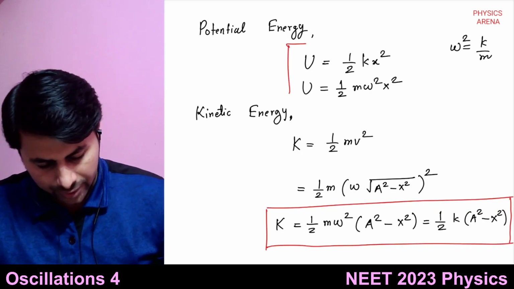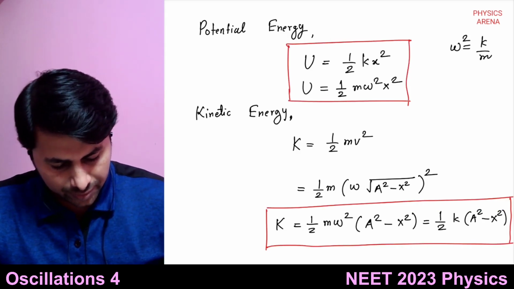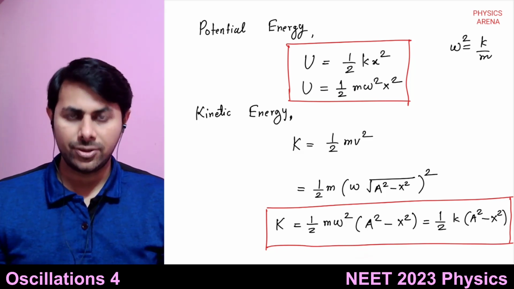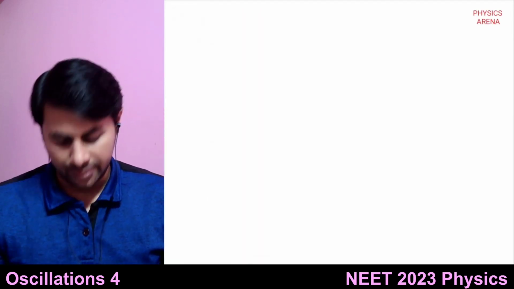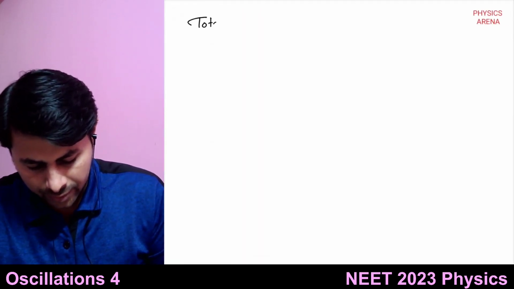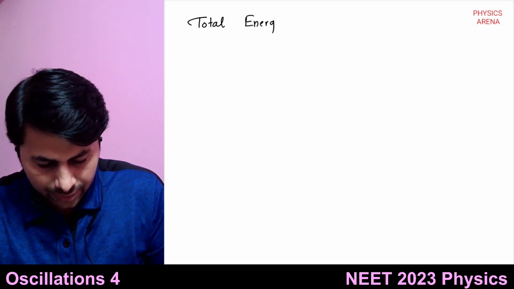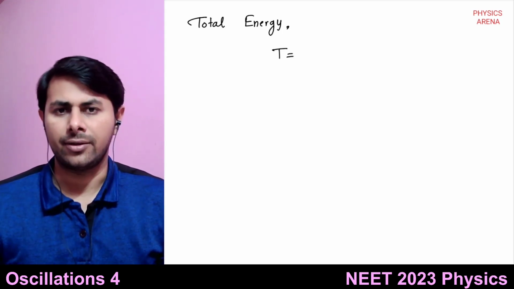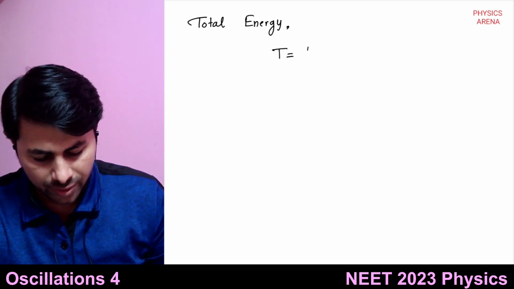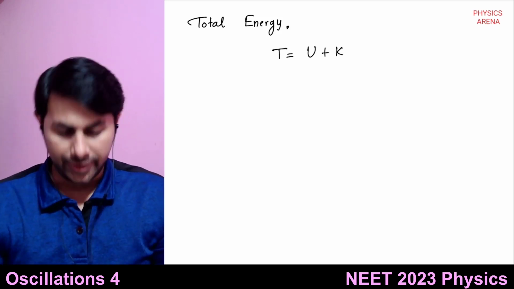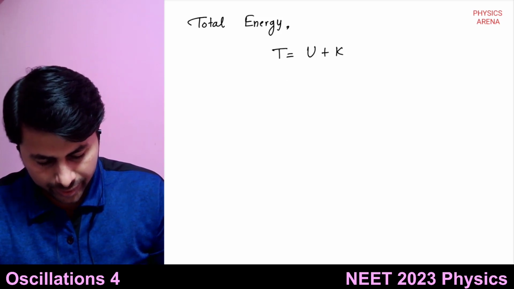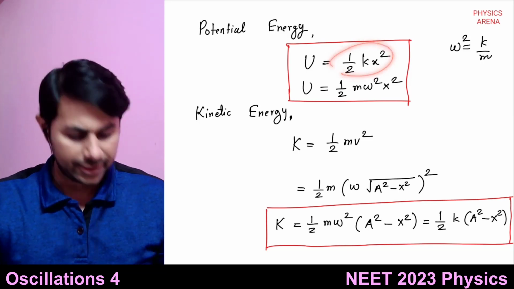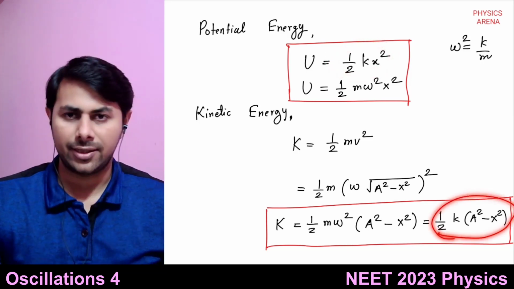So this is simple. This is potential energy and this is kinetic energy. Then we can add these two and find out the total energy. So total energy is given by T equals U plus K. Okay, so what is U? Let's use this formula, half of k into x square, and this formula for kinetic energy.